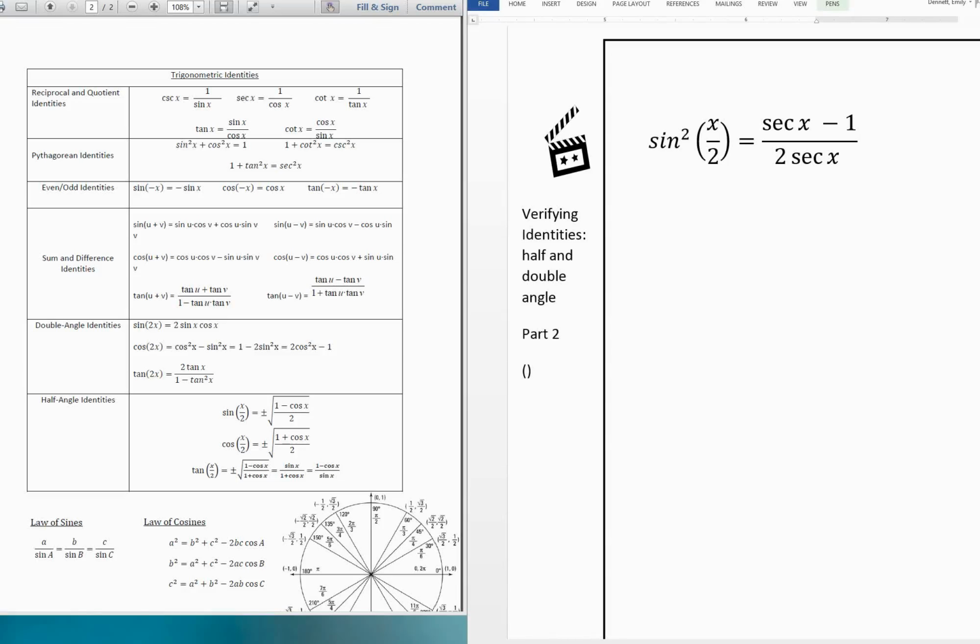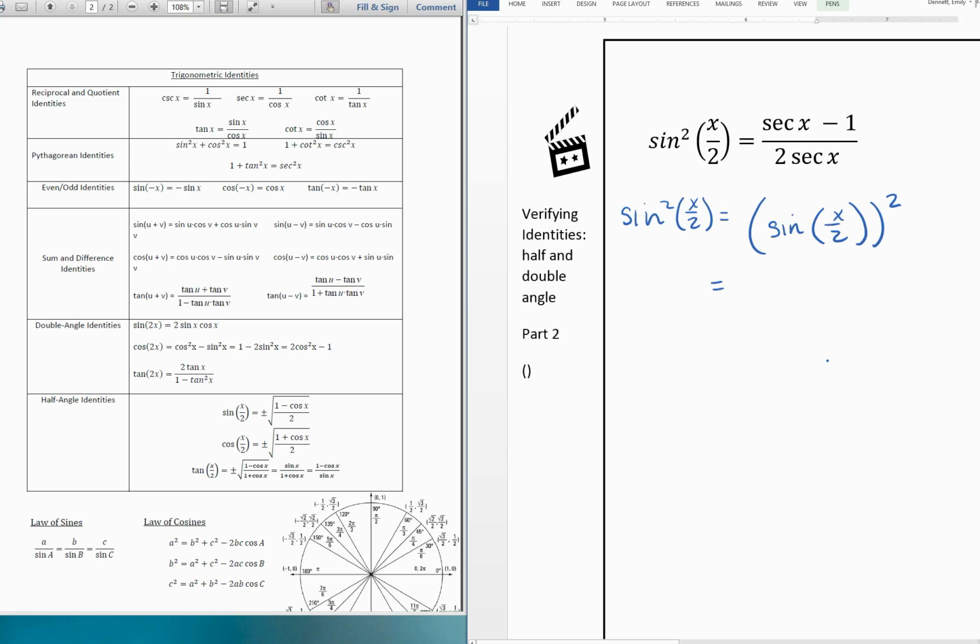Okay, we're going to verify another identity here. So we want to show that sine squared of x over 2 is equal to secant of x minus 1 over 2 secant of x. So I'm going to still start with the left-hand side, sine squared of x over 2. And what this means is sine of x over 2 squared.